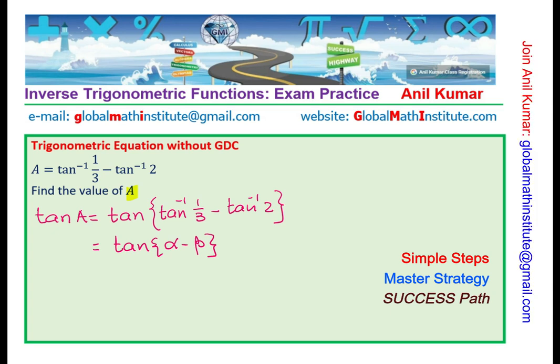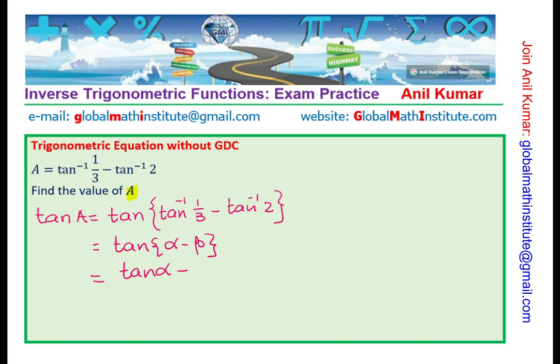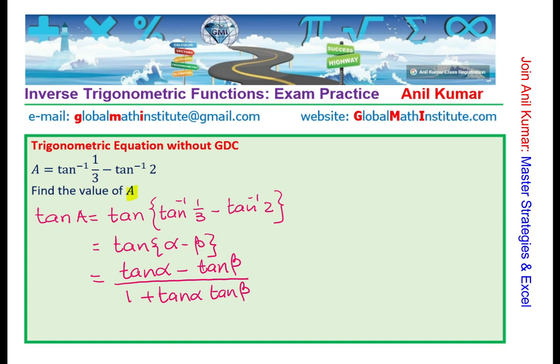So applying the compound angle formula, we can write this as tan alpha minus tan beta over 1 plus tan alpha tan beta, right? Perfect. What is alpha and beta? That is what you need to figure out. Well, fortunately for us, we are working with tan inverse 1 over 3 and tan inverse of 2. Both are positive in quadrant 1, that is correct.